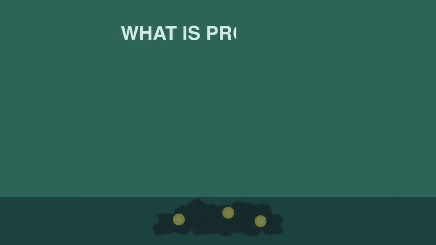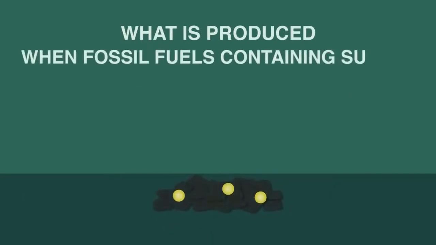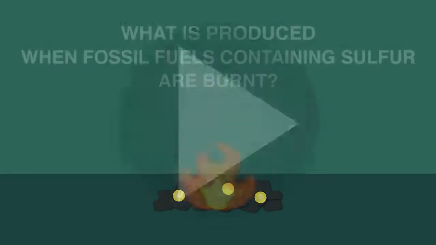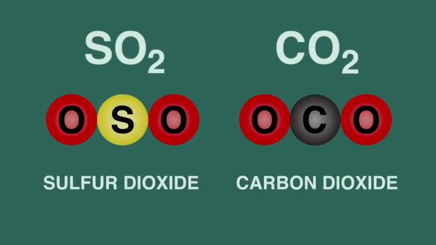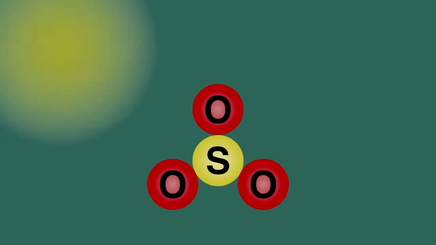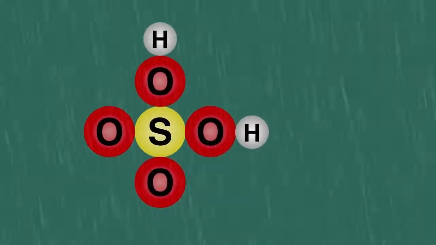What do you think is produced when fossil fuels containing sulfur are burnt? Pause the video whilst you think. When the coal is burnt, the sulfur and the carbon atoms join with oxygen from the air and are released into the atmosphere as carbon dioxide and sulfur dioxide. In the presence of sunlight, a photochemical reaction will take place, where sulfur dioxide reacts with more oxygen to form sulfur trioxide. This dissolves in the rainwater, forming sulfuric acid.